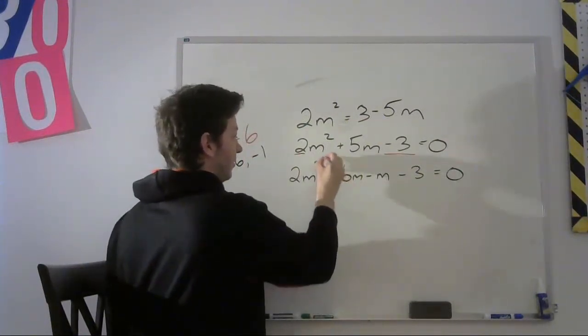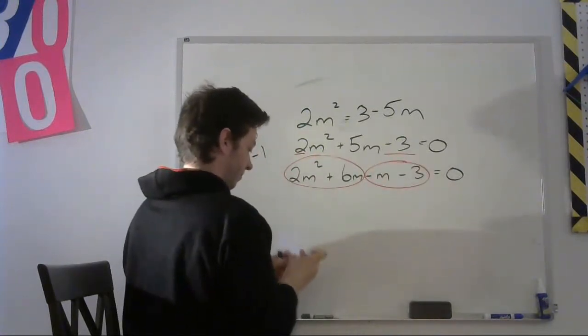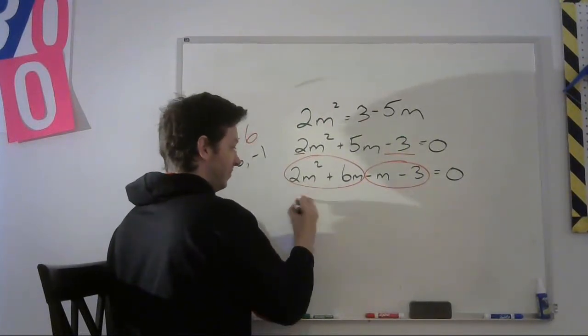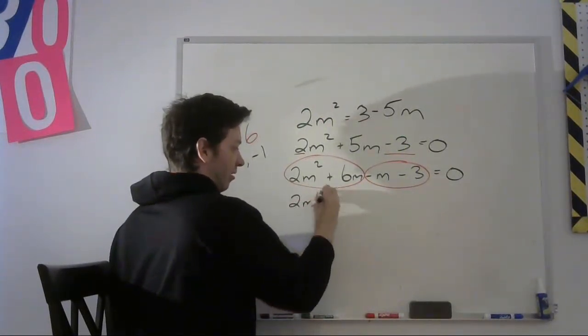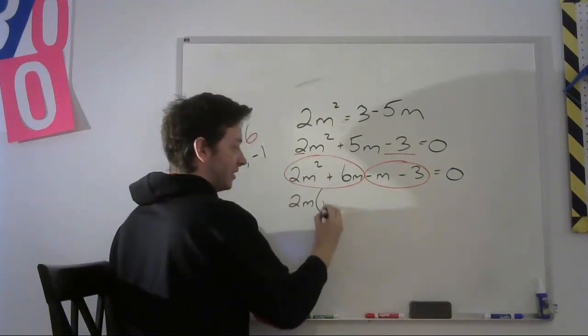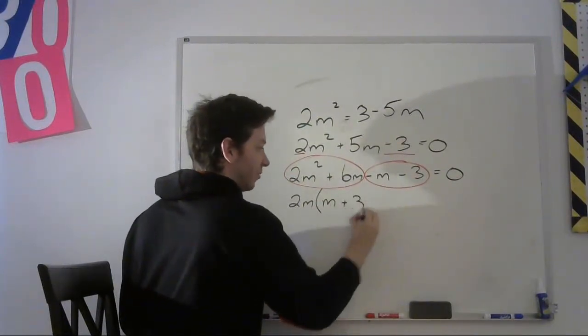Now, factor by grouping. So let's take one group here, and the other group here. First group, pull out a common factor. It's going to be 2m multiplied by 2m times what gives you 2m squared, which is m. And 2m times what gives you 6m, so plus 3.